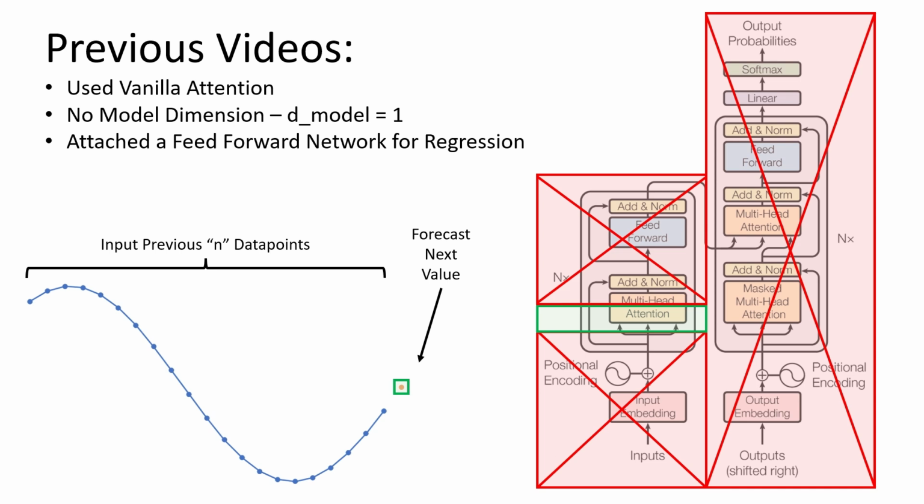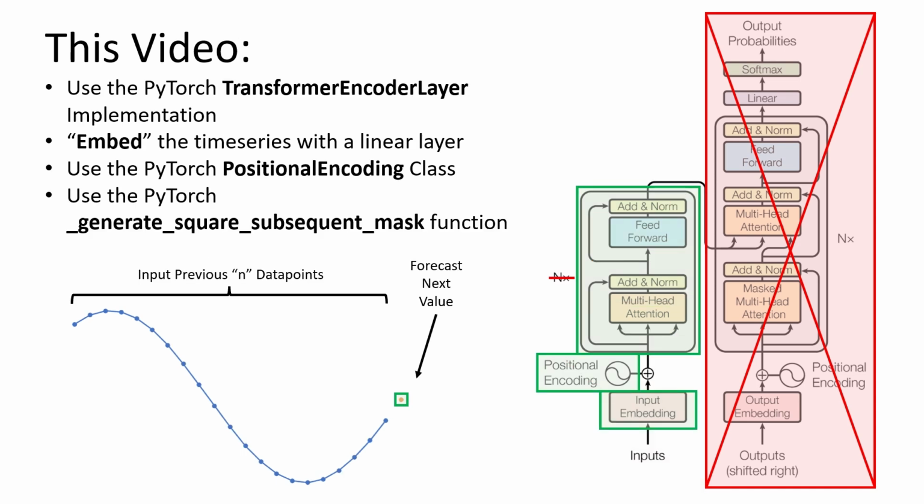On this slide, I show the very small component that I used previously, and on this next slide, I show the components that I want to use. In order to do this, I took the transformer encoder layer class from the PyTorch library, and I combine it with a few other components. The first being a linear layer so that I can embed the inputs and perform that input embedding step, as well as PyTorch's positional encoding class so that the position of each element of our time series is encoded properly.